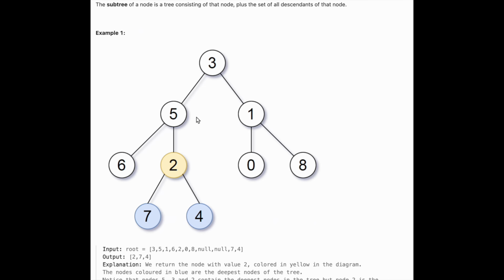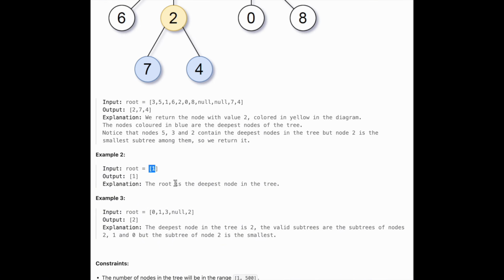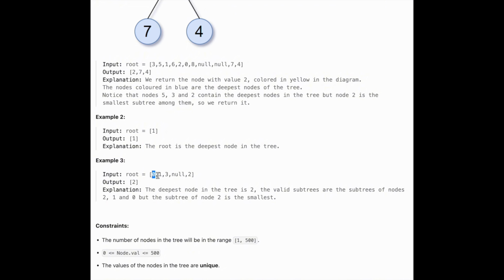If we look at this example, we will return this subtree because it has the two deepest nodes, which is the node with values 7 and 4. And in this example, 1 itself is the deepest because it's the only node, so we return that node. And in this example, the deepest node will be at the node with value 2 because this would be the first level, this would be the next level, and this would be the final level. So we will return this node as the result since it has all the deepest nodes, which is itself.